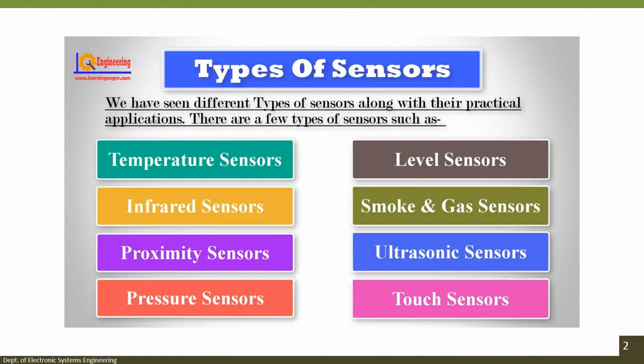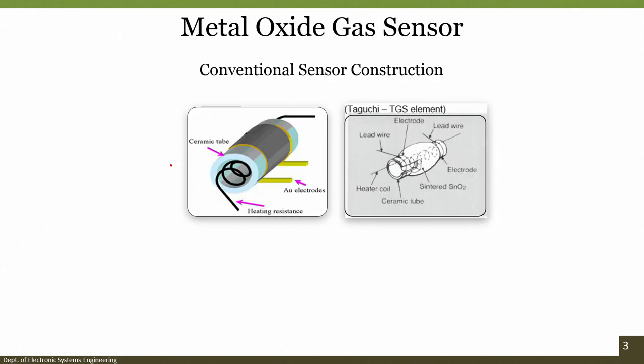Okay, so what you have seen in the video is that there are several kinds of sensors, and from those, we will be talking about the metal oxide gas sensor. When you talk about the metal oxide gas sensor, this is a conventional sensor construction where you can see a ceramic tube, and the ceramic tube has sintered SnO2. What does SnO2 stand for? SnO2 stands for tin oxide, all right. And then there are electrodes.